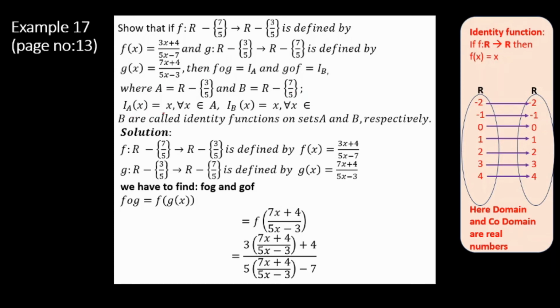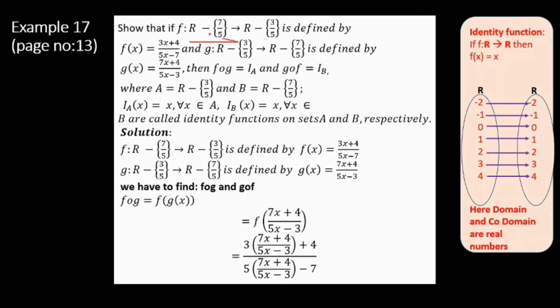IA of x is equal to x for all x belongs to A, IB of x is equal to x for all x belongs to B, are called identity functions on sets A and B respectively. It's a total confusion, right? But still I'll make it easy, okay? I guess I need not explain you all this.